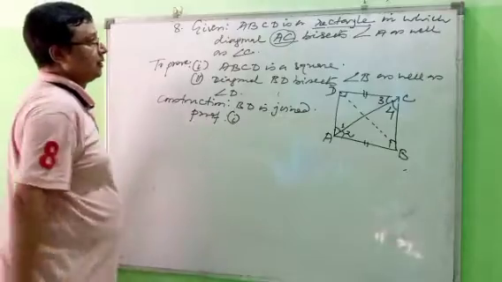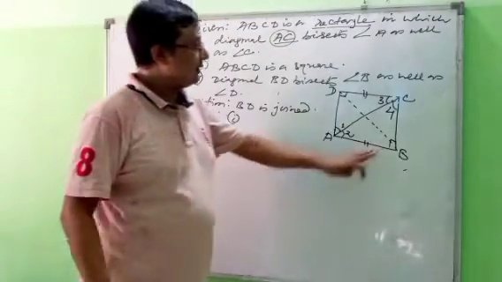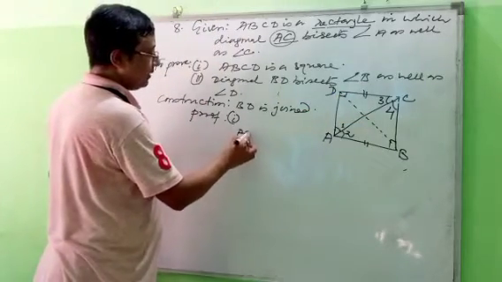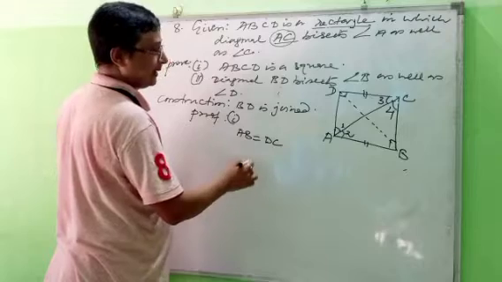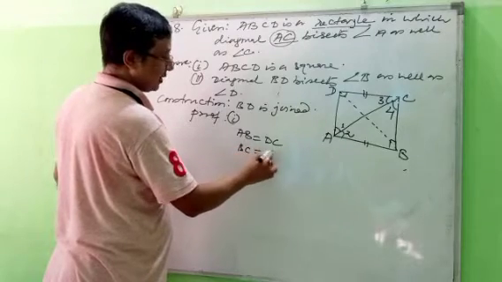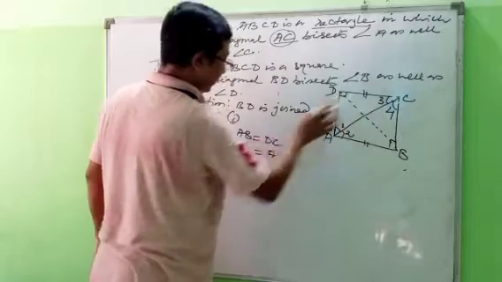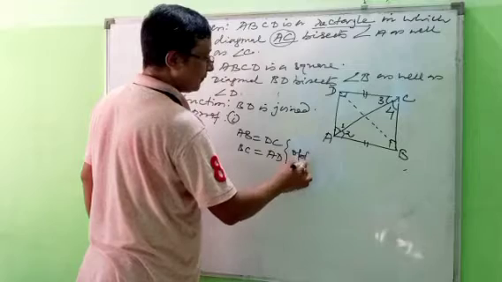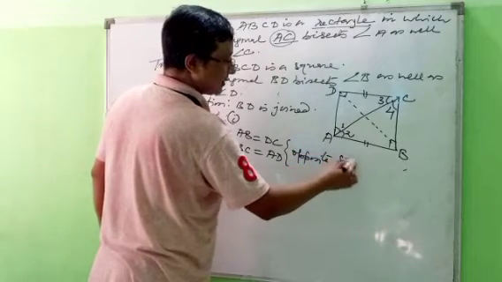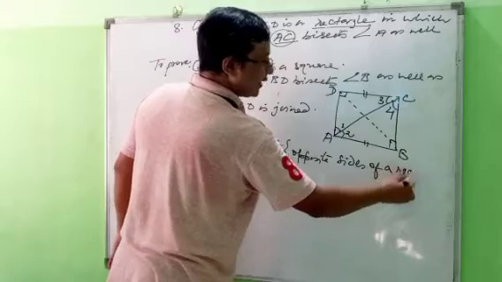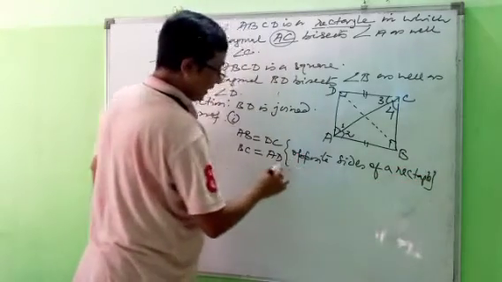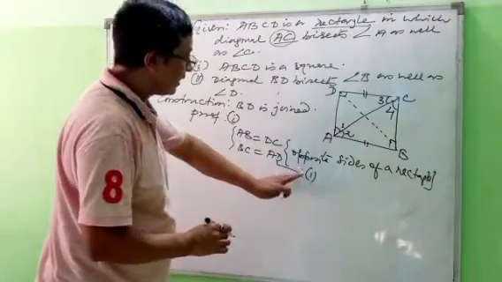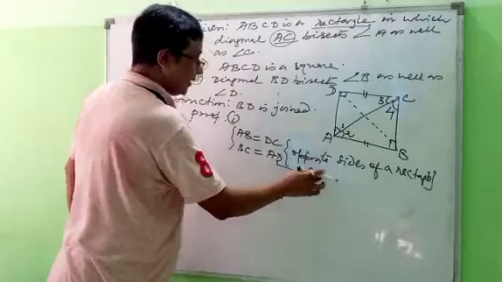Number 1. First of all, the given figure is a rectangle, so the opposite sides are equal. So AB equals DC and BC equals AD, since they are the opposite sides of a rectangle. Let us take this as equation 1.